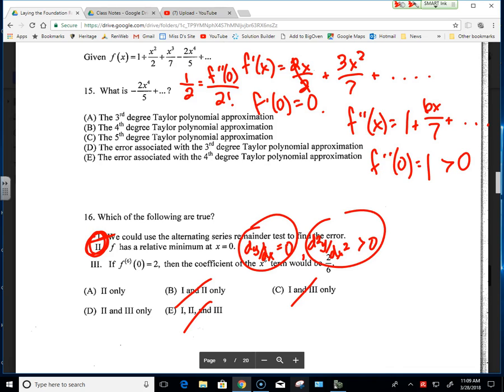Okay, so number 3. You've given me a fact. If f of 6, the sixth derivative of f at 0, is 2, then the coefficient of the x to the 6th term would be 2/6.